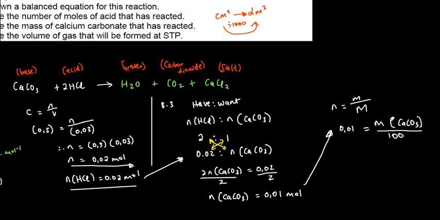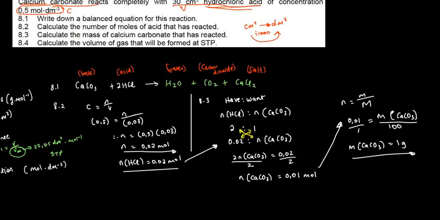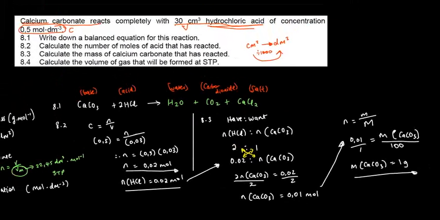Then to get the mass, remember it's just cross multiplication. You say M of CaCO3 will be equal to this times that, which means it's going to be 1 gram. Yes, it's 1 gram. Perfect. So that is how you use stoichiometry: use what you have or calculated to get what you want. Right. And then lastly, they said calculate the volume of the gas that will be formed at STP, isn't it? Yes, sir.